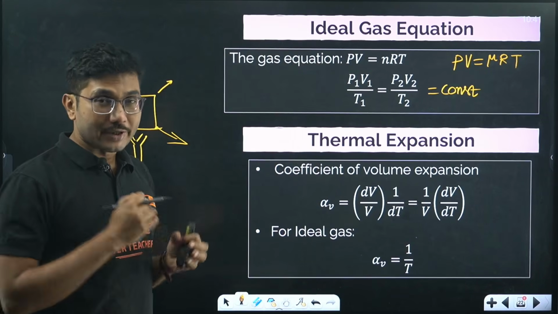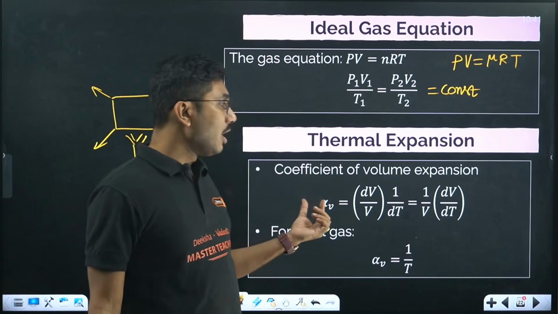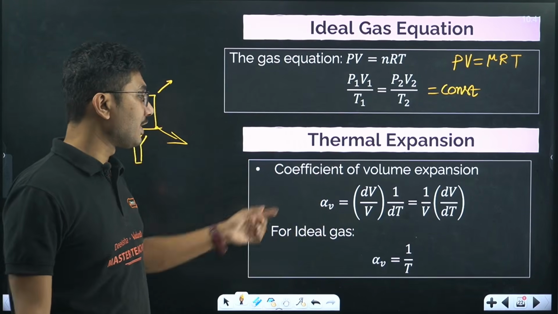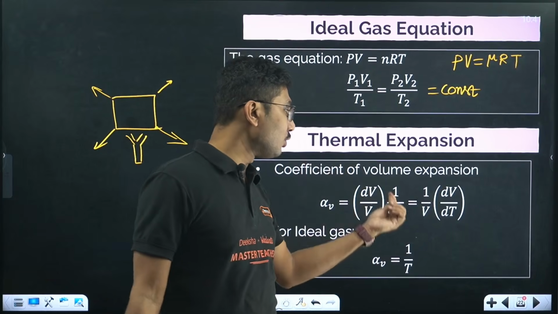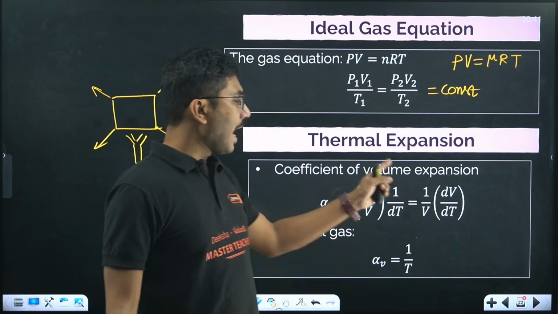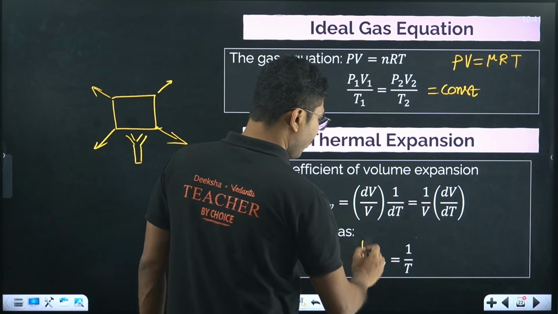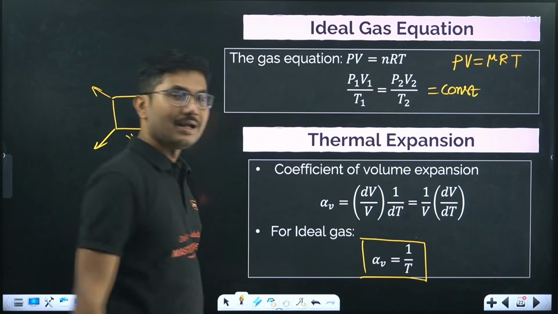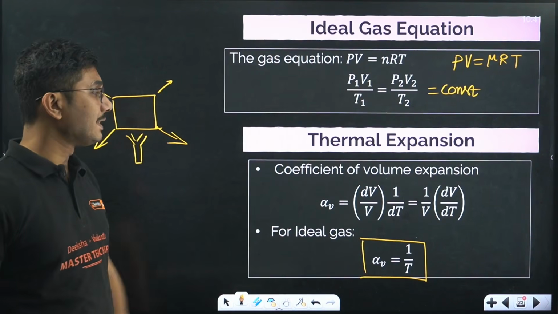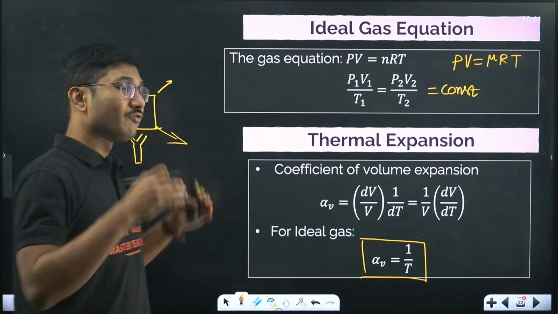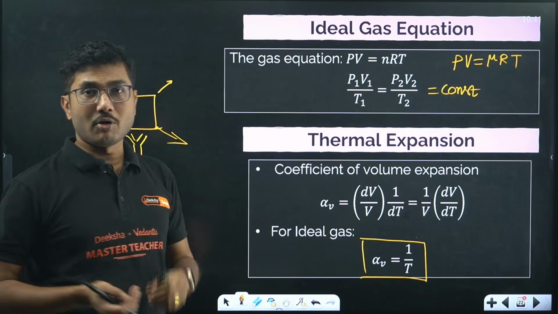So it is very important that you mention which quantity you are describing. The volume expansion coefficient αV is given by dV/V, that is change in volume, into 1/dT, that is (1/V)(dV/dT). And for an ideal gas, this volume expansion coefficient is 1/T. There was a derivation in your PU1. Those who have done it remember it. Those who don't, just remember volume expansion coefficient is 1 upon T.